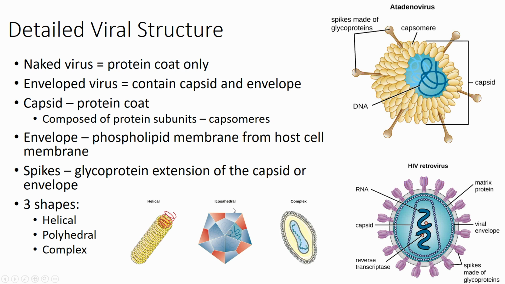When we're thinking about these viral structures, they come in one of three varieties of shapes. The viral capsid can be helical, as shown in this picture. It can be icosahedral, as shown here, or it can be considered complex, meaning it doesn't fall into one of the other two categories.